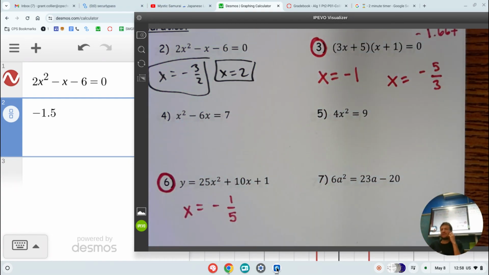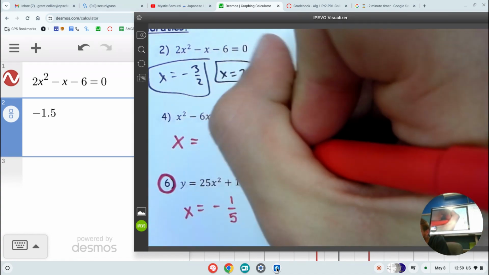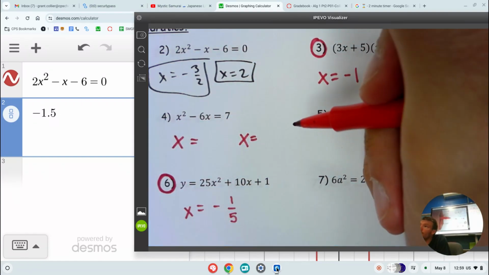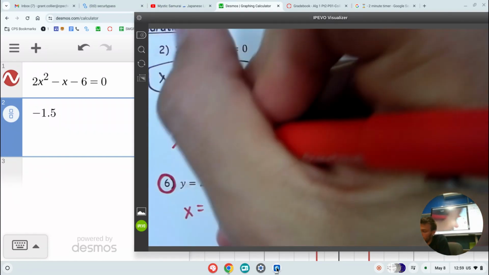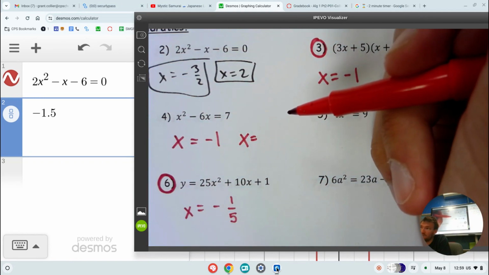Any issues when you did number 2, hopefully by yourself, and you already got the answer? Did everybody get both of those? You got the fractions, you know how to convert them? Okay. Did anybody get the answers for number 4? And maybe negative 1? Anything else? Just x equals negative 1?